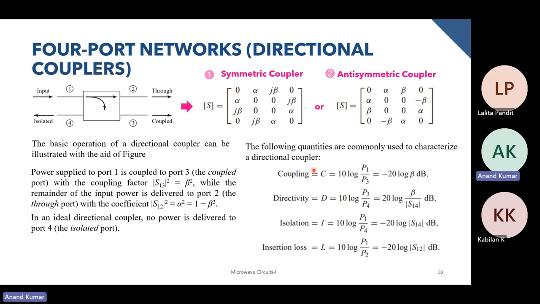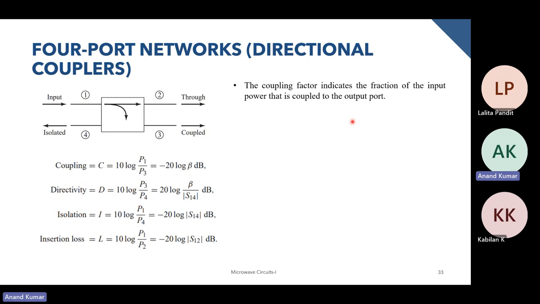The coupling coefficient, denoted by C, in dB, is the ratio of power at port 1 to power at port 3, which is beta. Similarly, directivity is the power at port 3 by the power at port 4, so this is beta by S14. Isolation is the power at port 1 by the power at port 4, which is S14. And the insertion loss is the power at port 1 by the power at port 2, which is S12. So let's go over them one by one.